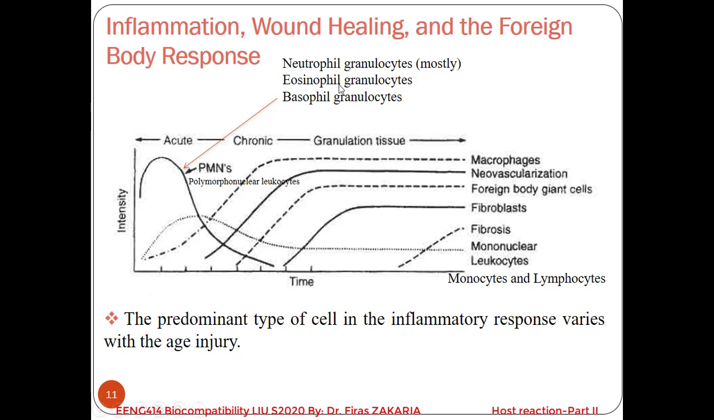الcells يلي هني predominant in the acute inflammation are the neutrophils, eosinophils, basophils. هني أول cells عادة بيتدخلوا لما بيكون عندي injury أو بيكون عندي antigen أو أي شيء غريب بيدخل على الجسم.